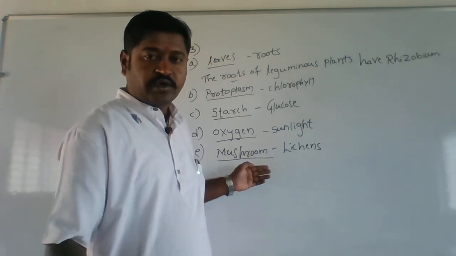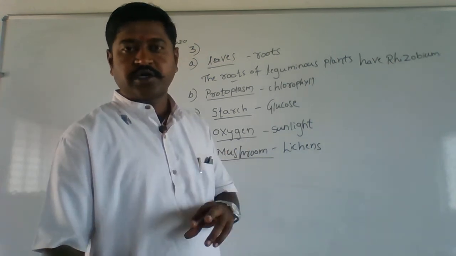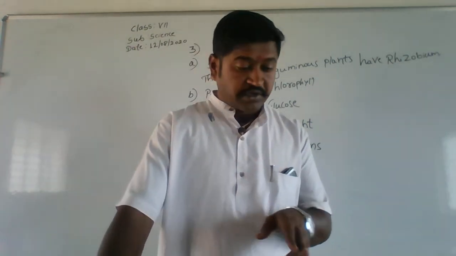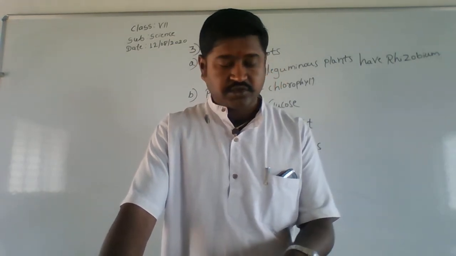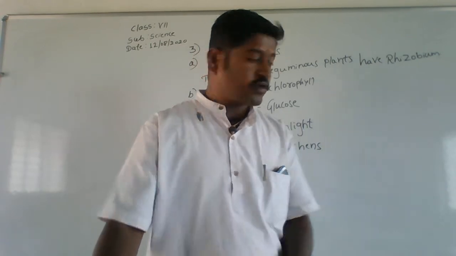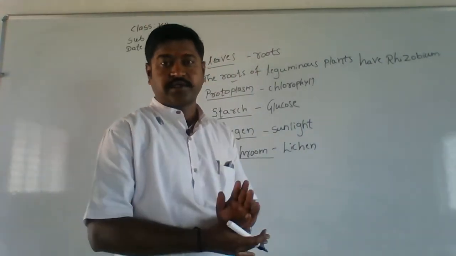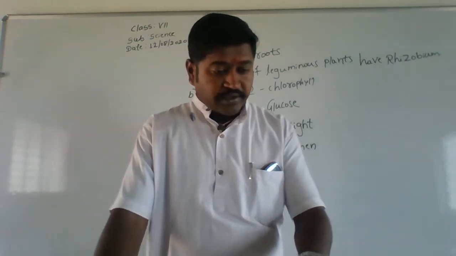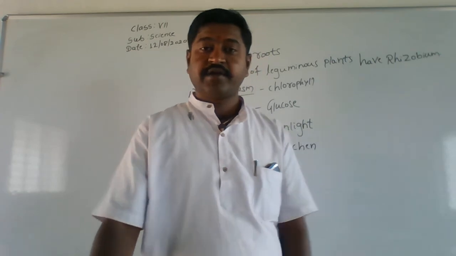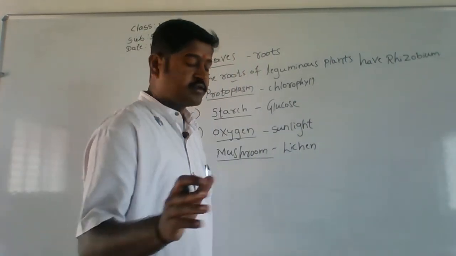So you have to cancel the underlined word mushroom. Instead of that underlined word, what do you have to write? You have to write lichen. Lichens, sorry, it is given as is, so we have to write only lichen. Singular and plural, you have to be very careful. So lichen is an association between fungus and alga. Is this clear?